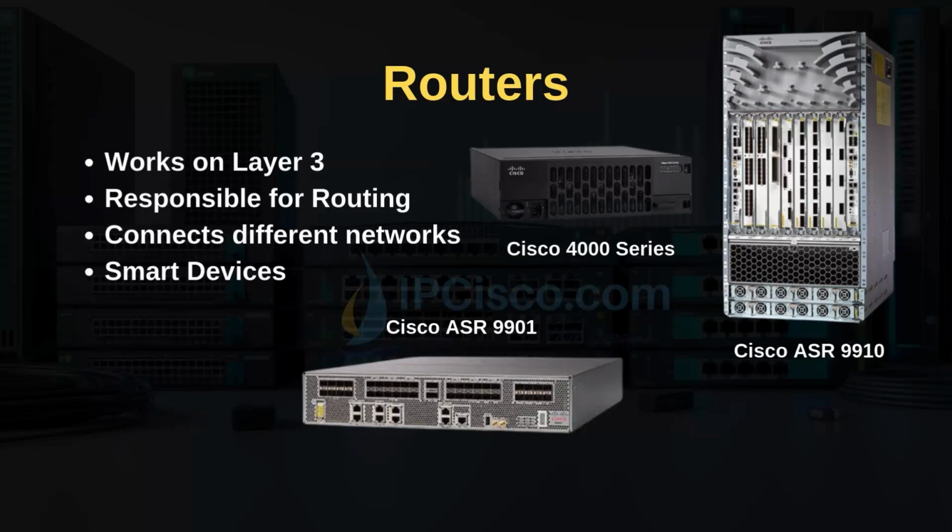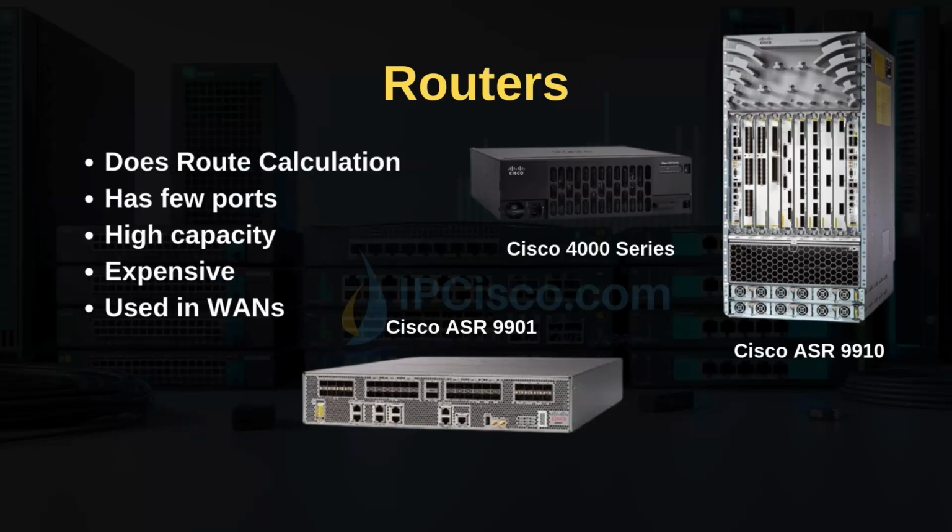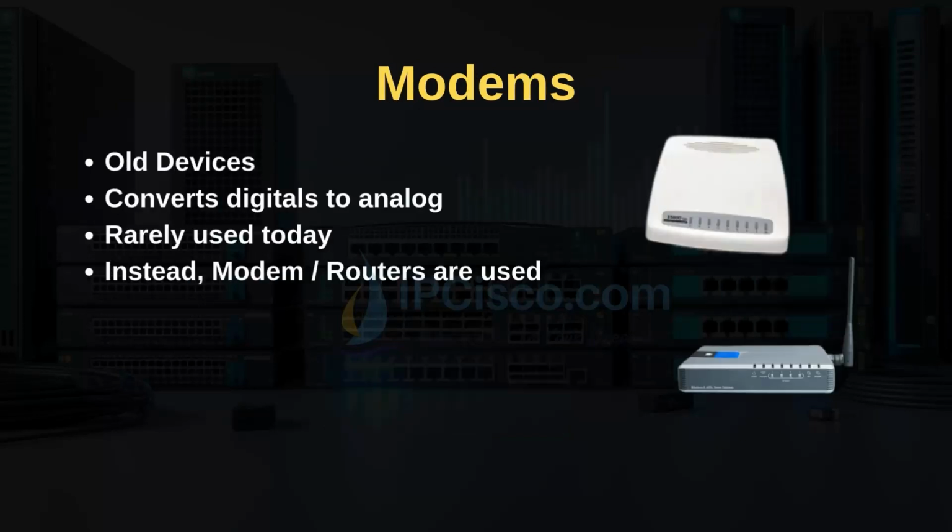They have fewer ports than layer 2 and layer 3 switches. They are especially used on WAN links, and they connect networks. For this purpose, we do not need high port density. Routers are really expensive devices. On the screen, you can see various Cisco routers: Cisco 4000 series, ASR 9901, and ASR 9910, especially used in service provider and enterprise networks. Modems are also old devices that have been replaced with modem routers.